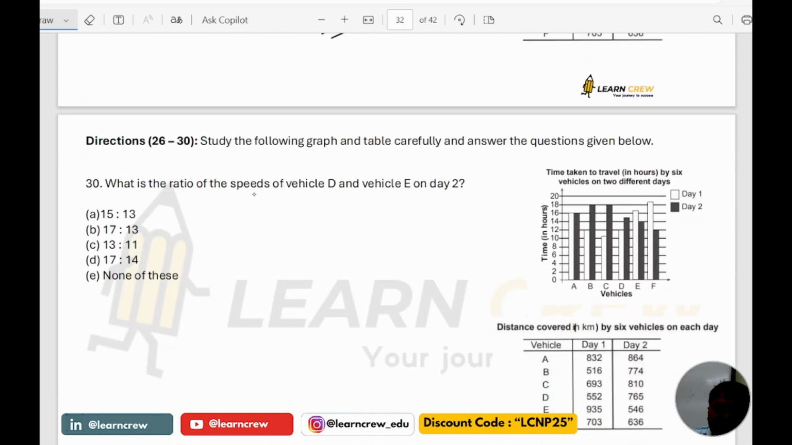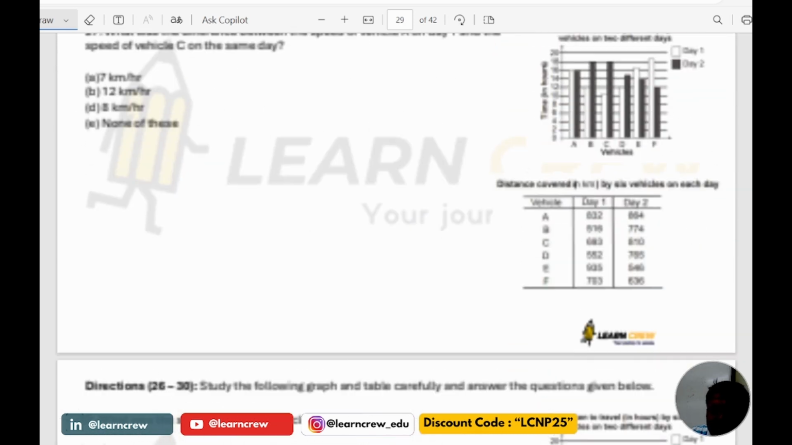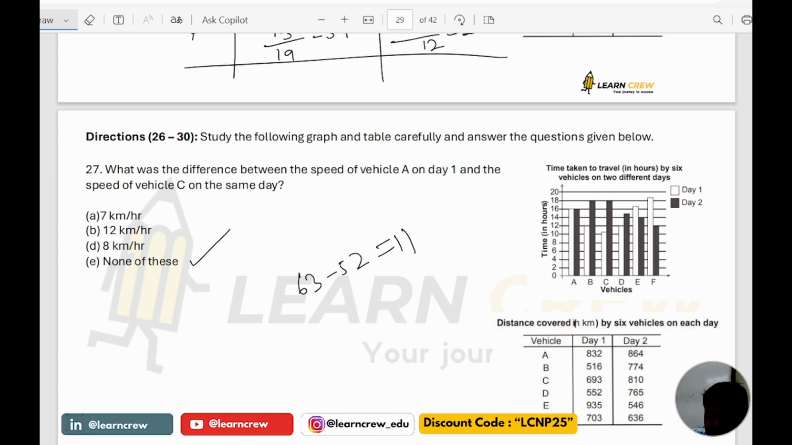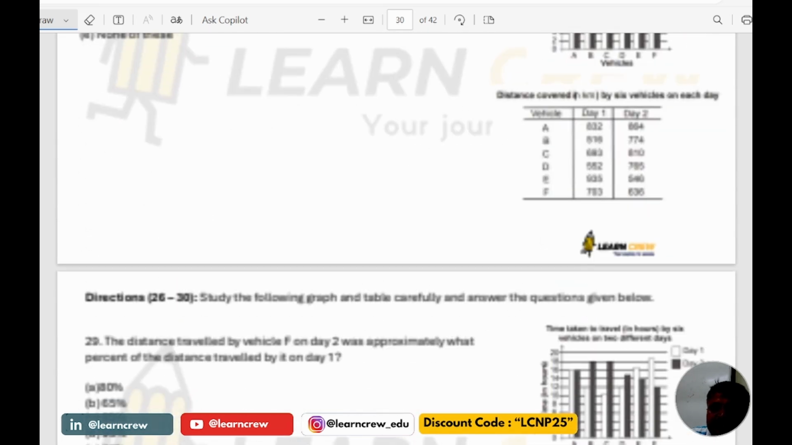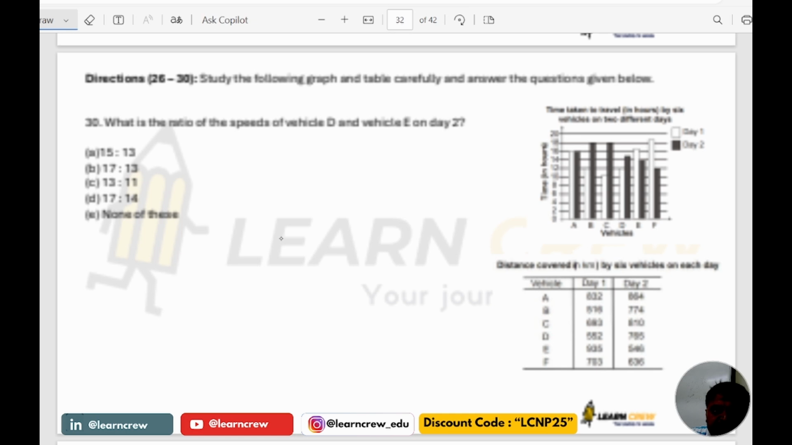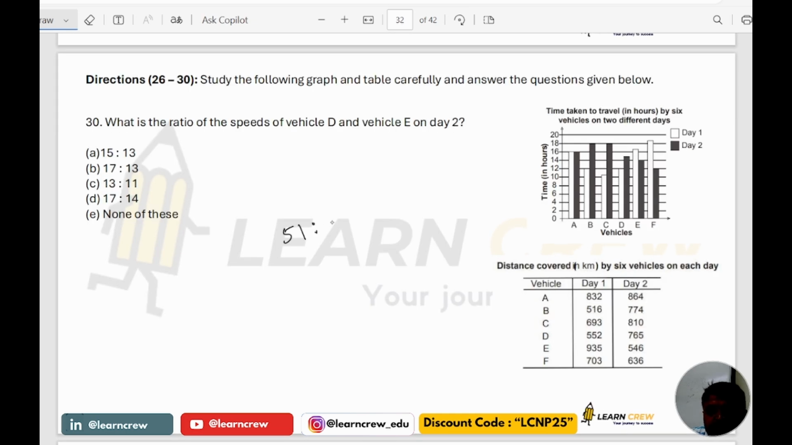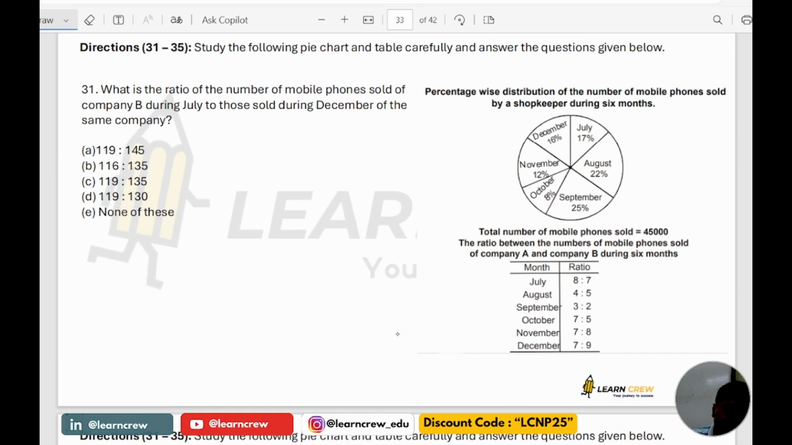Next. What is the ratio of the speeds of vehicle D and vehicle E on day 2? D is 51, E is 39 on day 2. So 51 is to 39. 3 17s are 51, 3 13s are 39, so the answer is 17 is to 13. This is questions 26 to 30. We have done these. Now 31 to 35.